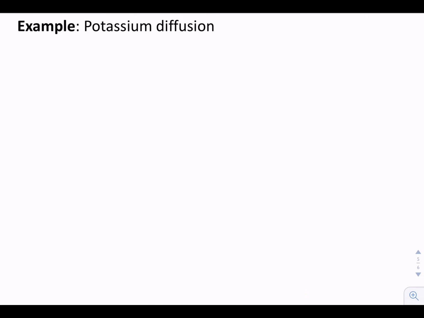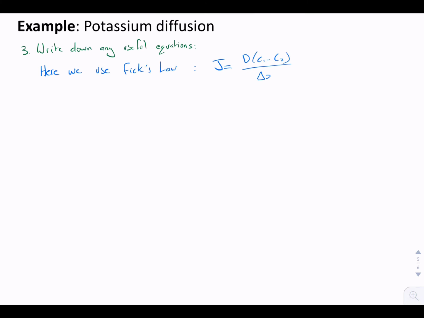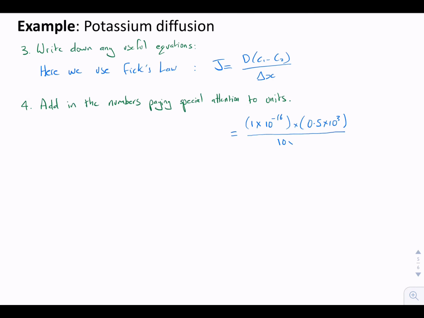The next thing to do is write down any useful equations. Here we need Fick's law. And finally add in the numbers, paying special attention to the units. So if we put the numbers in this equation here, we can see that this calculates out to 5 by 10 to the negative 6 moles per meter squared per second.